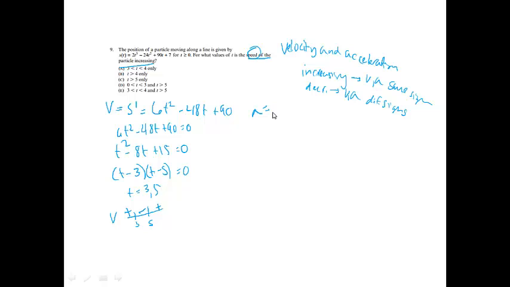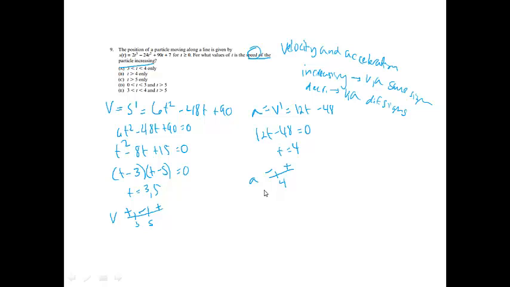Okay, acceleration would be the derivative of velocity, which is going to be 12t minus 48. And I'm going to set that equal to 0, and I'll find out that t is equal to 4. Okay, so if I do an acceleration chart, all I need to do is put 4 on it. I'm going really crooked here, sorry about that. If I put 3 into the acceleration, I'll get a negative answer. If I put 4 in, I'll get a positive answer.